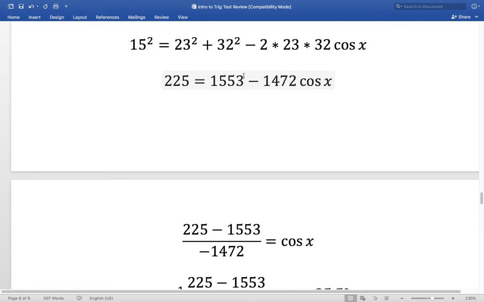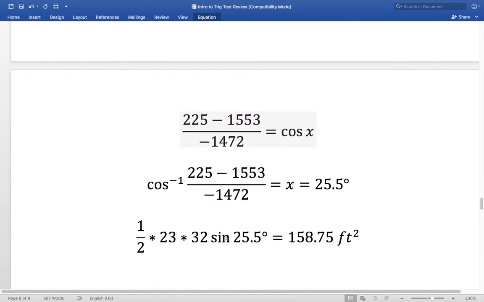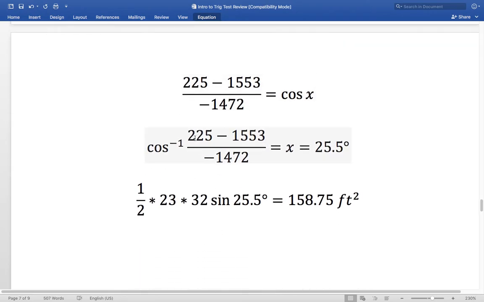I have a lot of people that like to just go ahead and subtract these 2 from each other. That's not how you do it. You have to subtract 1,553 from both sides of your equation first, and then you're dividing by this because this negative 1,472 is multiplied by cosine. So you got to divide by that. Then you want to do inverse cosine to find your angle x, and you do all that work and the calculator tells you it's 25.5 degrees.